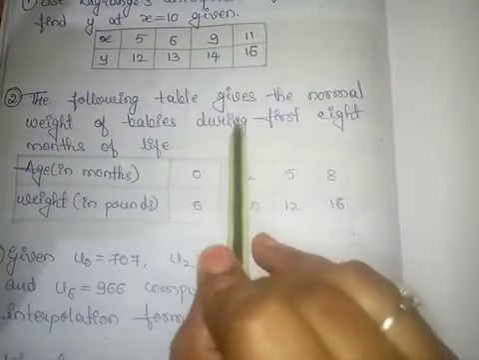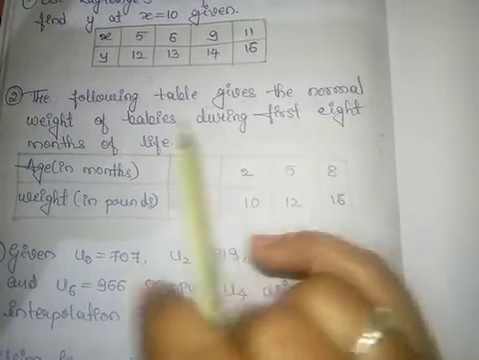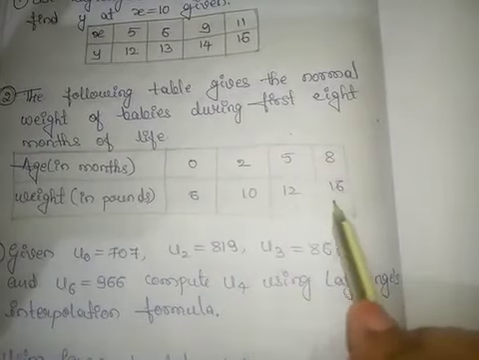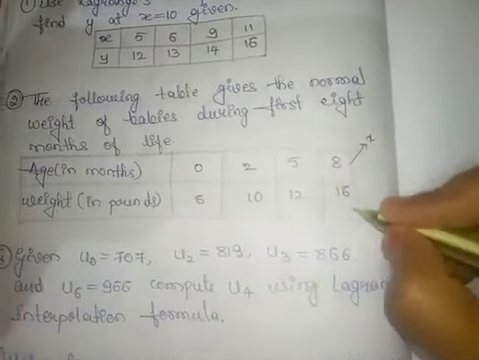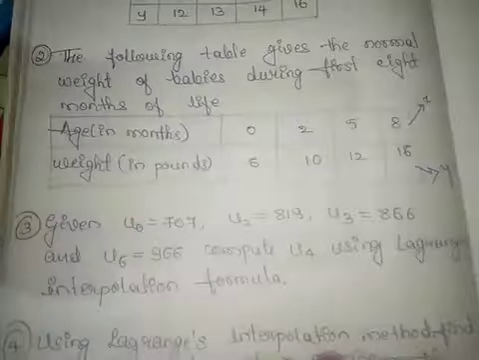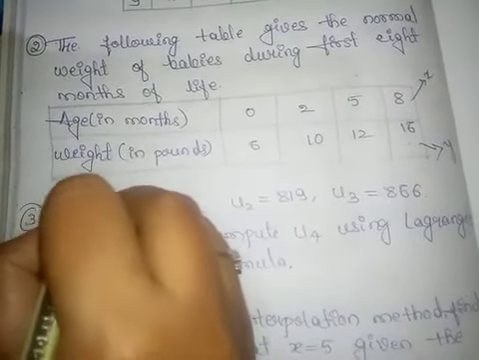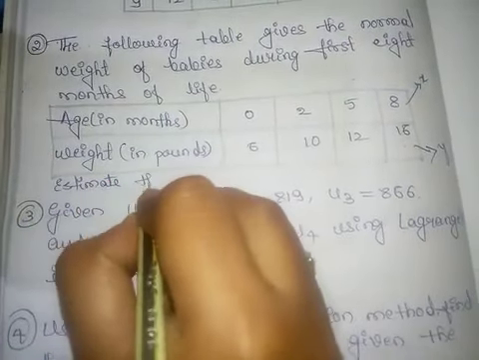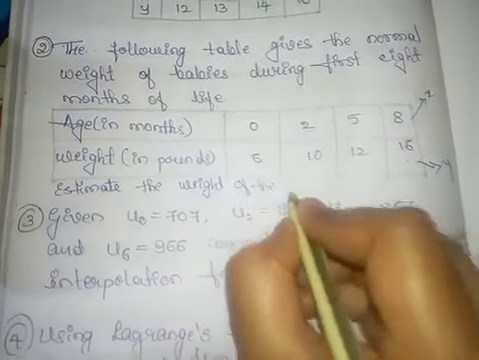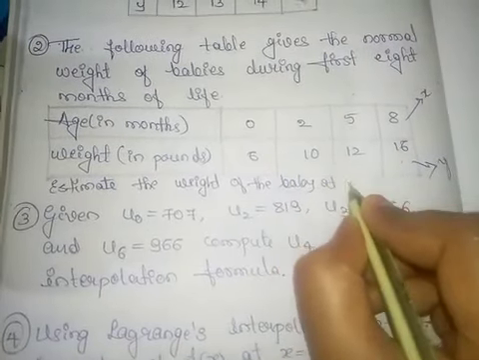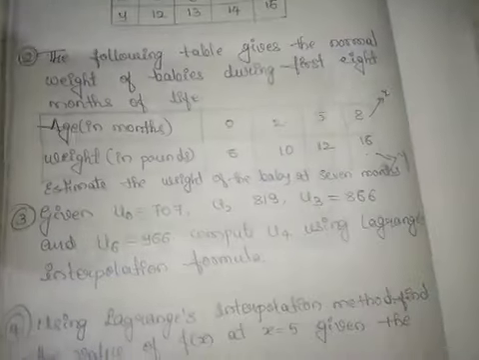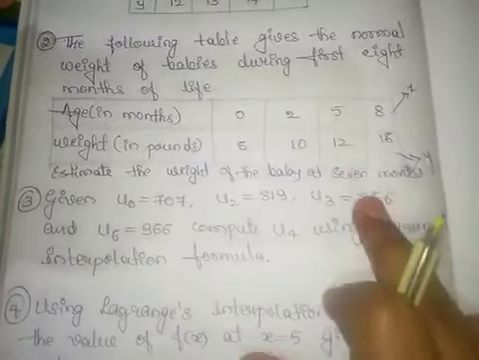Next, the following table gives the normal weight of babies during the first 8 months of life. Age in months: 0, 2, 5, 8. Weight in pounds: 6, 10, 12, 16. These are the values of x and these are the values of y. Estimate the weight of the baby at 7 months by using Lagrange's interpolation formula. Means you have to find f of 7.